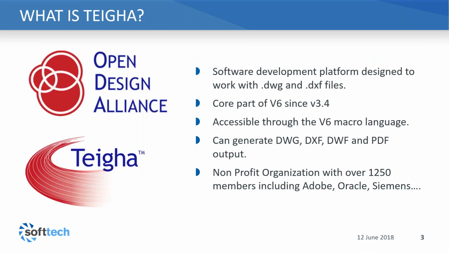So what is Taiga? Taiga is a software development platform that was designed to work with DWG and DXF files. It used to be called DWG DirectX, so for those who have installed V6 in the past, they probably remember seeing the DWG DirectX installer popping up when they first started V6. Taiga is accessible through the V6 macro language, so if you know V6 macros and you have some knowledge of AutoCAD, you can take advantage of Taiga to create drawing reports, shop drawings, things like that.